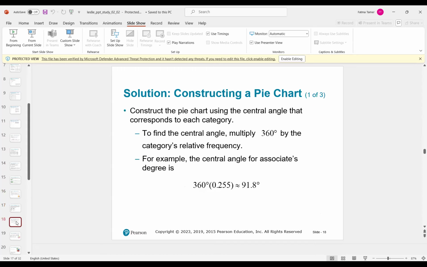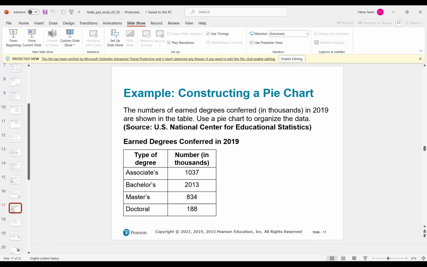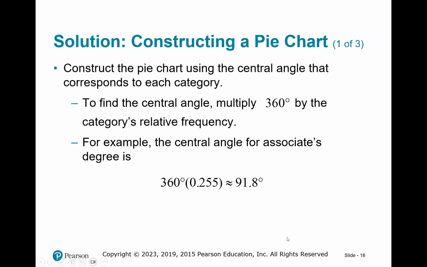And now, if you want to convert this to a pie chart, how is this going to work? Construct the pie chart using the central angle that corresponds to each category. To find the central angle, multiply 360 by the category's relative frequency. For example, the central angle for associate's degree is 360 times 0.225.